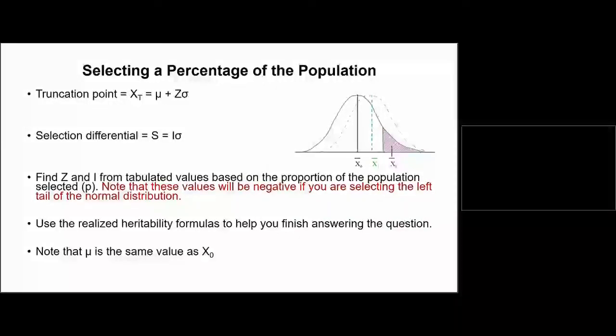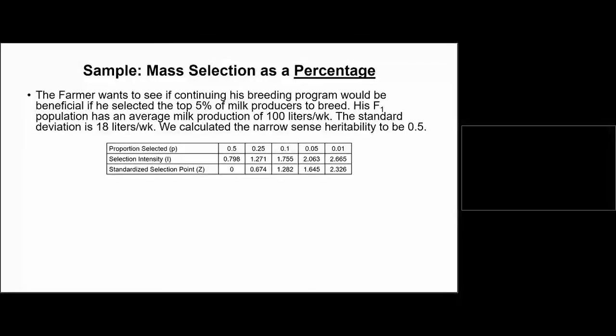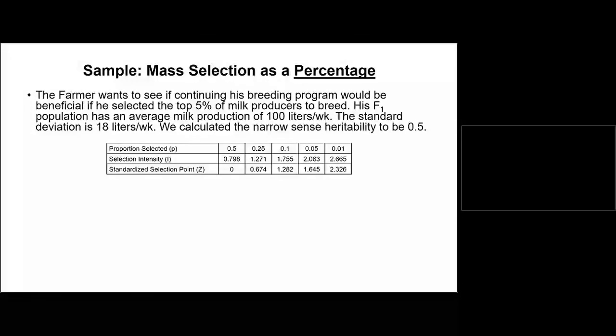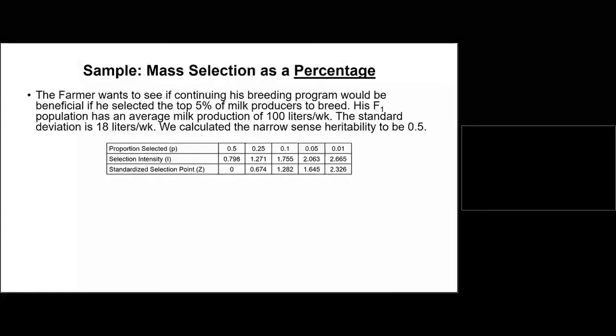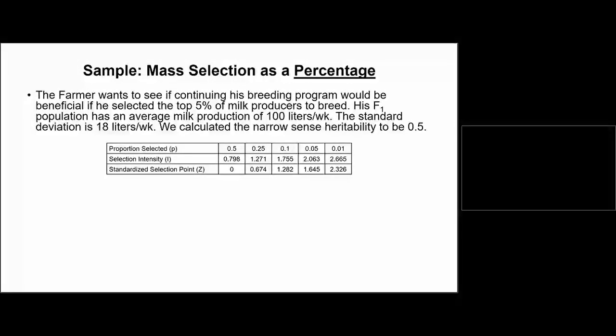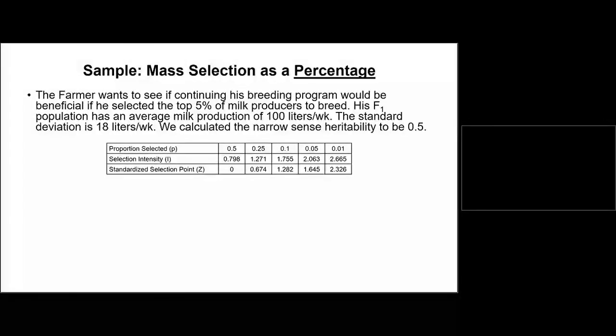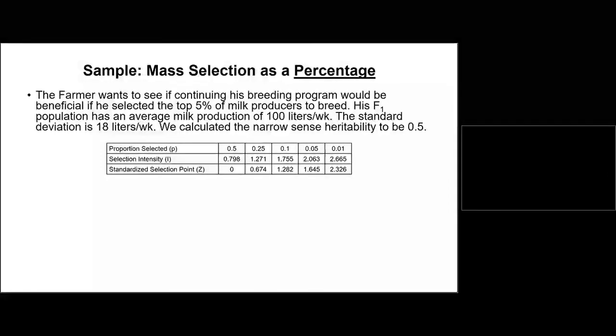Okay. All right, so let's help our farmer friend here and see if we can figure out what would happen if he continued breeding his cows. If he selected the top 5% of milk producers, what would happen in the next generation? That's what he wants to know. If he takes his top 5%, what will be the average milk production in the next generation?